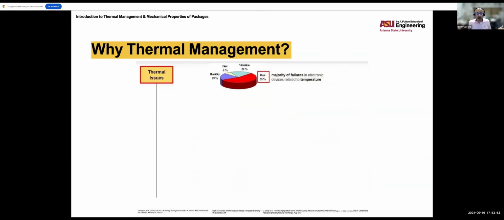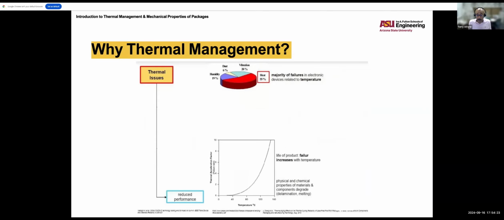So thermal issues. Let's look at it more closely. If we look at that fraction of failures in electronic devices, 55% are associated with thermal failures. 55%. So that means the majority of all failures in electronic devices are associated with temperature.